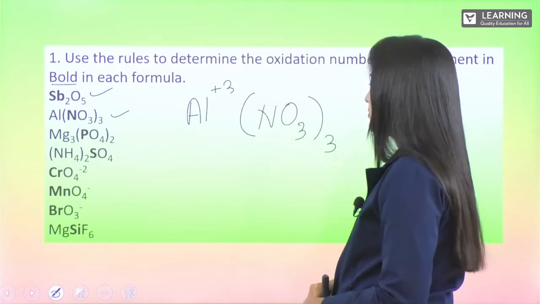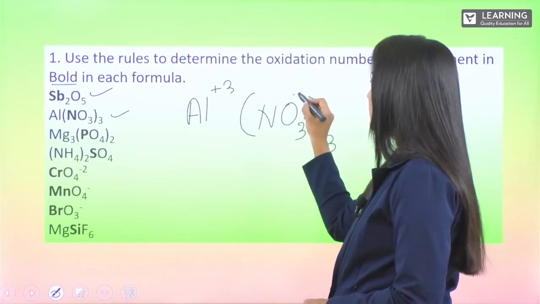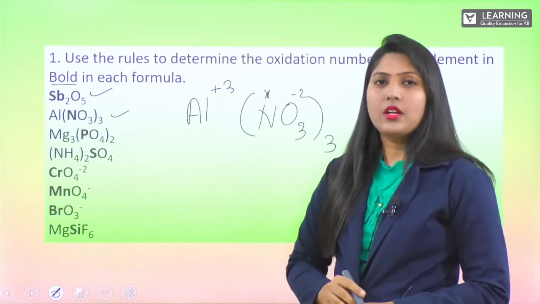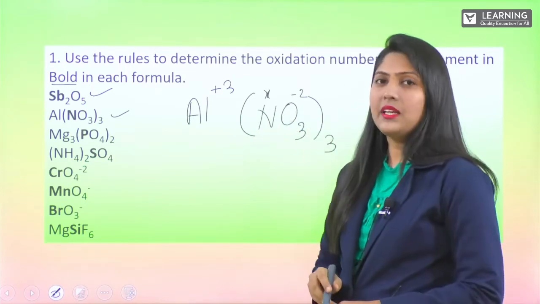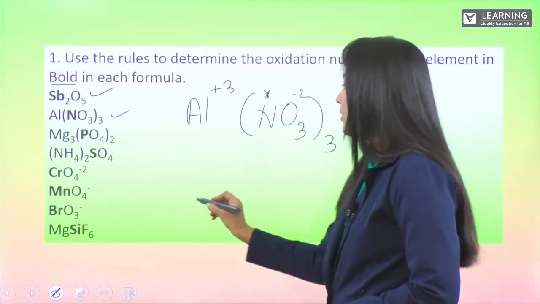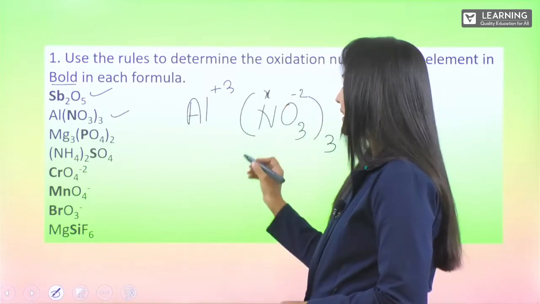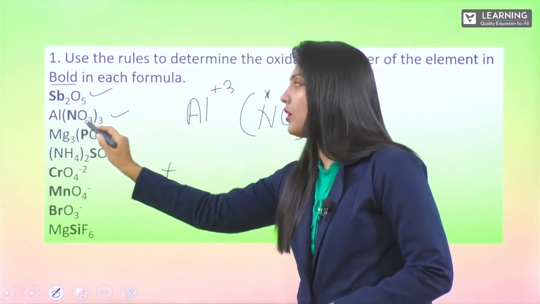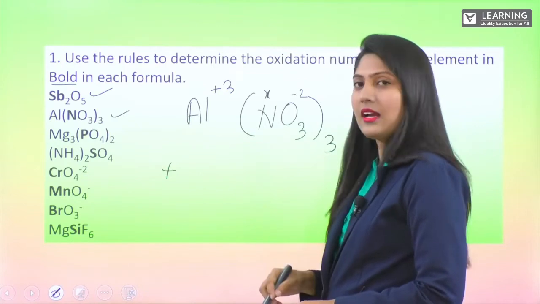Okay, fine. So now we need to find X for nitrogen, the oxidation number of nitrogen. So I'll write X for nitrogen. Oxygen we know will be -2. Aluminium will be +3. So if I add it up, the sum of all the oxidation numbers of each element should be equal to 0. Why? Because here we don't have any charge on the molecule, it is not an ion.